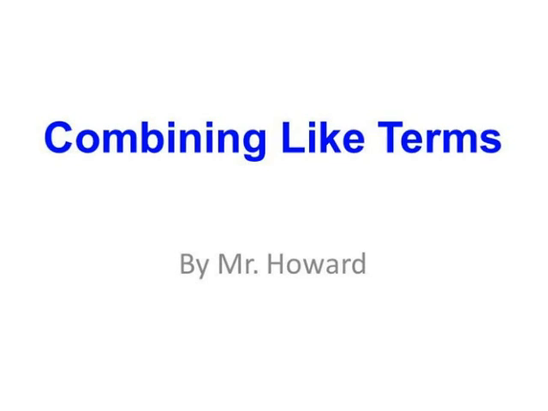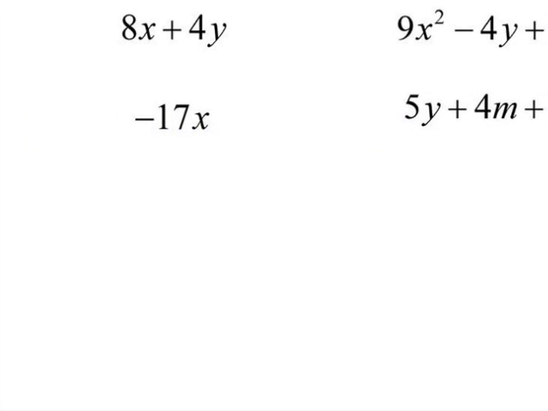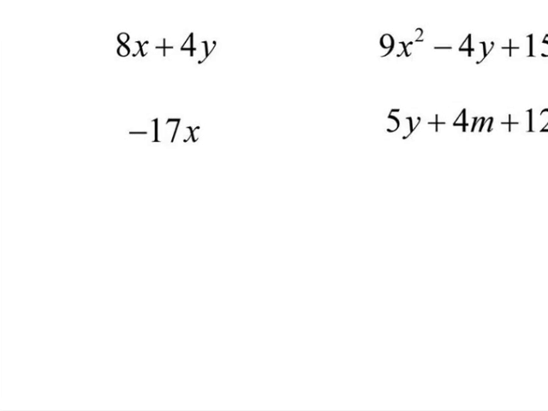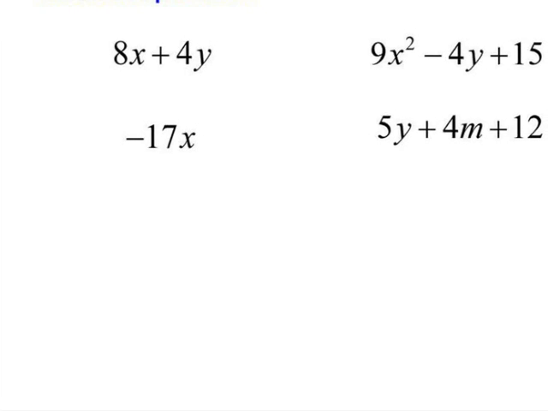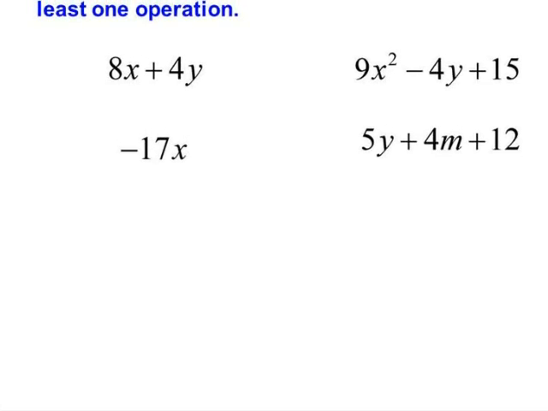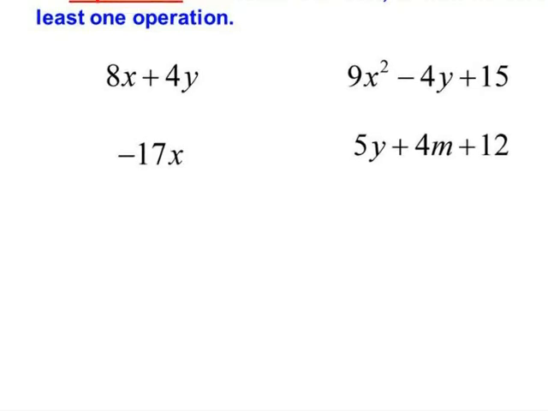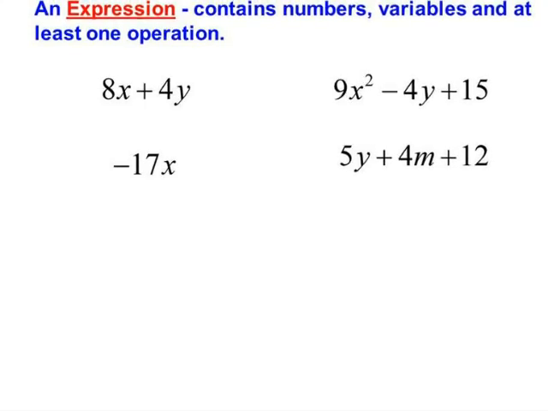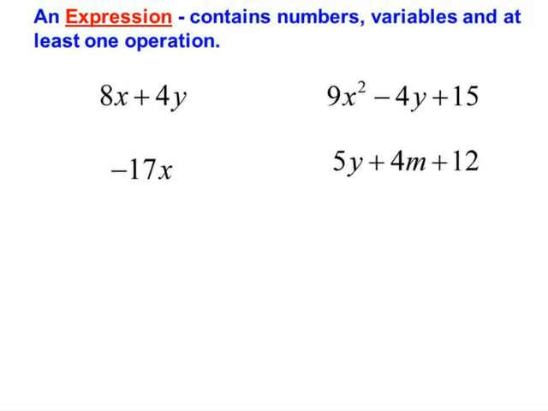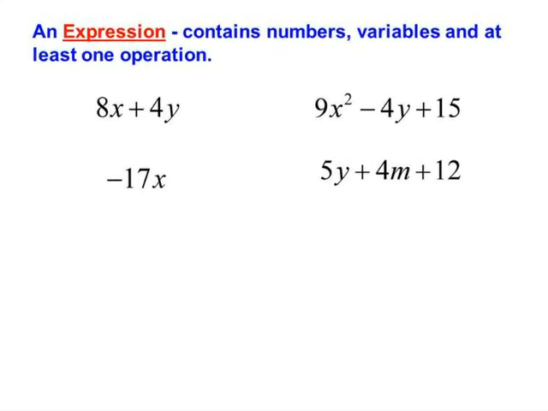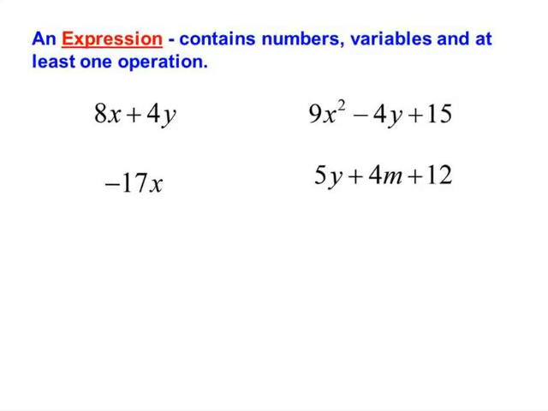The topic is combining like terms. All right, the first thing I want to talk about is expressions. You should know what an expression is. That should go on your circle map. It contains numbers, variables, and at least one operation. So look at these four examples. Notice there's no equal sign. That's what makes an expression different from an equation. The only difference is that there is no equal sign for an expression, whereas an equation will have an equal sign.